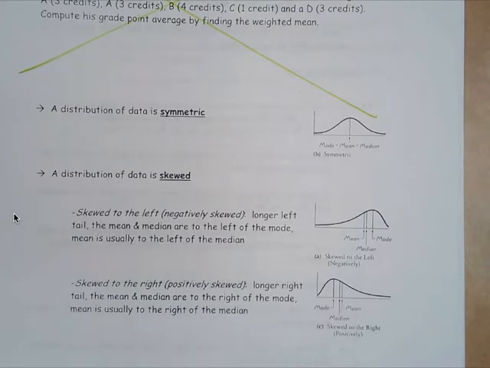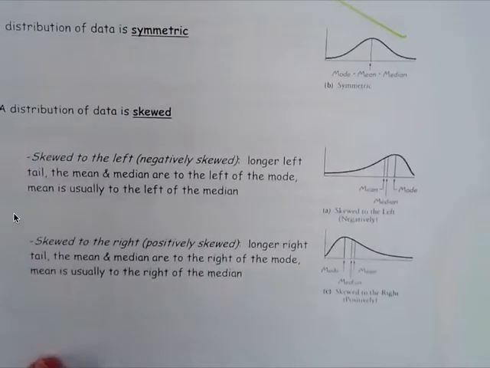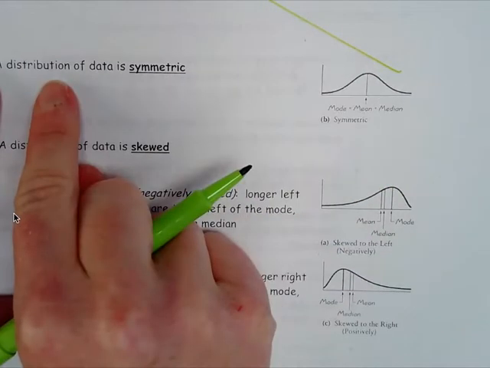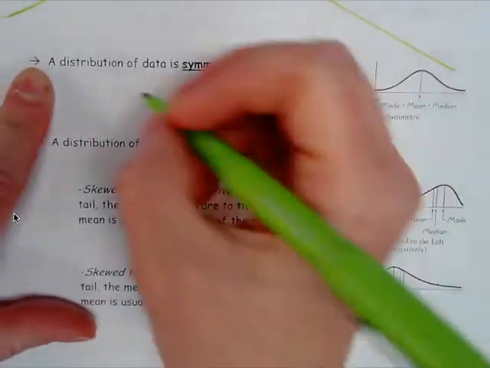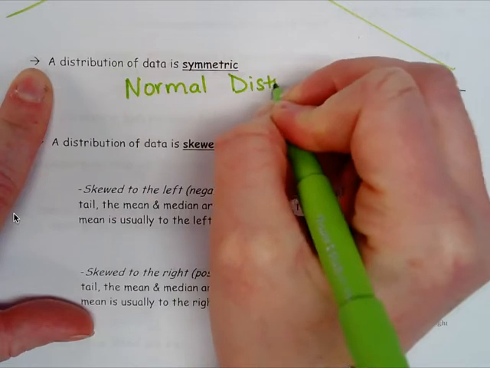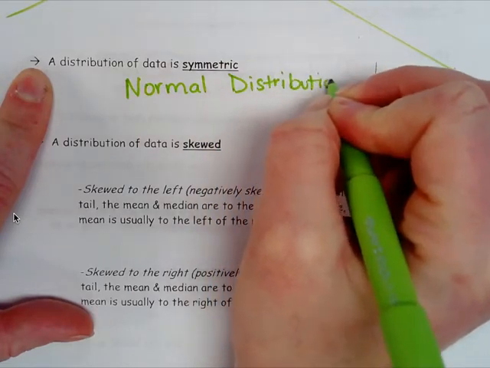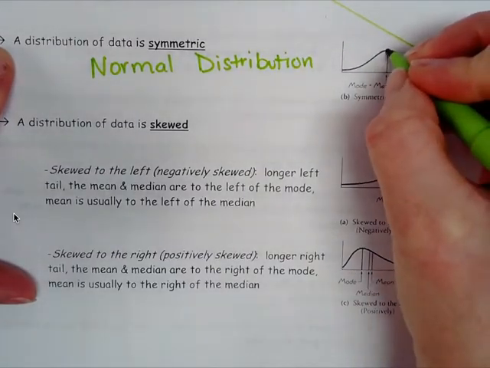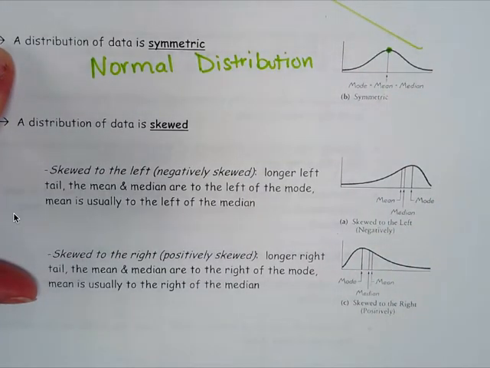A distribution of data is symmetric. So this was actually talked about on Crash Course number 3. Whenever your data is symmetric, or this is a normal distribution, your mean, median, and mode are all in the center. When your data is normal, it's symmetric, same on both sides. They're all in the same spot.